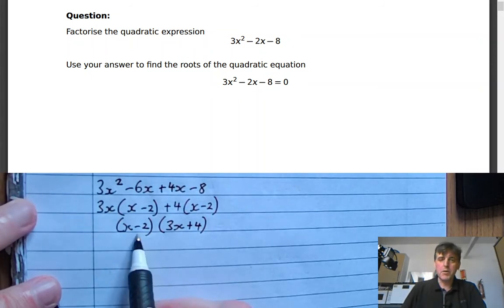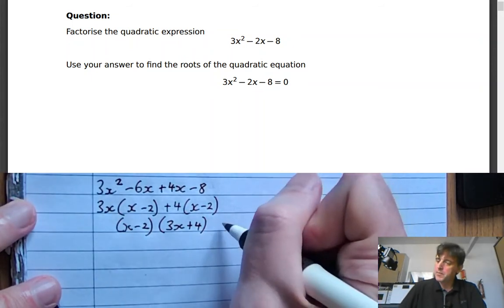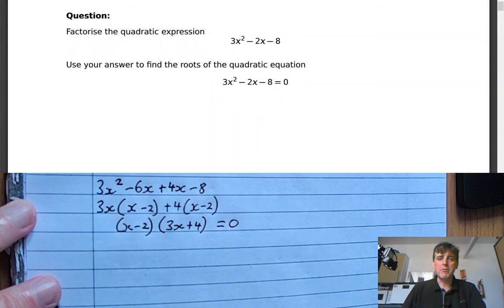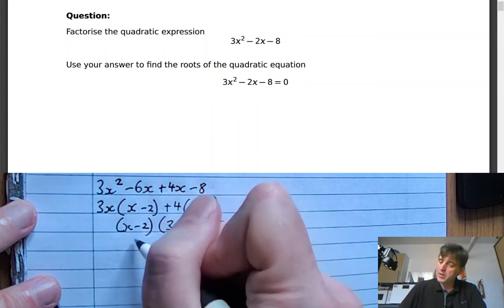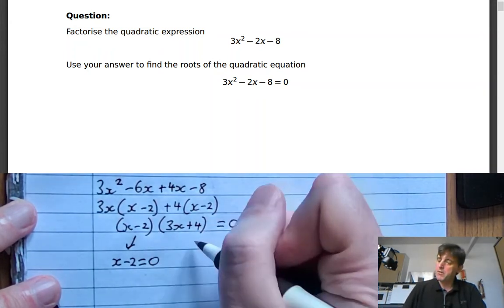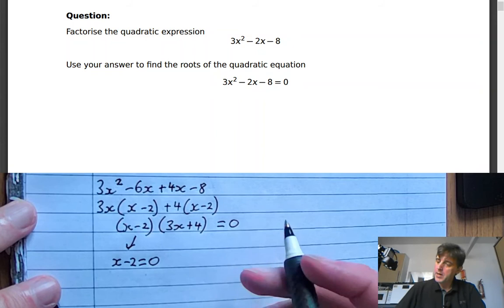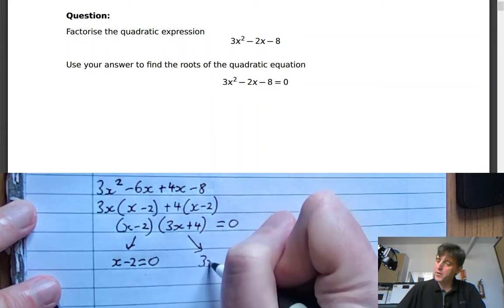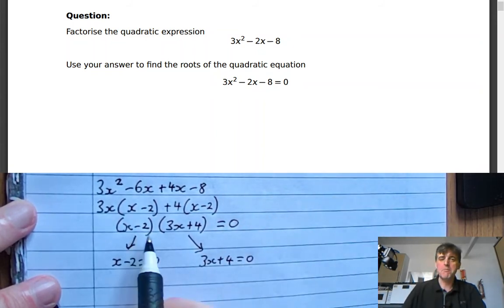Okay. And of course, what we now need to do is use this factorization to solve where that whole thing equals 0. And the trick here, if you remember, is that when we have two numbers multiplying to get the answer 0, there's two situations where that can happen. One situation is if that first number here, in this particular case x minus 2, equals 0, then 0 times anything will give us the answer 0, right? And the other situation is if the 3x plus 4, the other number, equals 0, because anything times 0 gives us the answer 0.